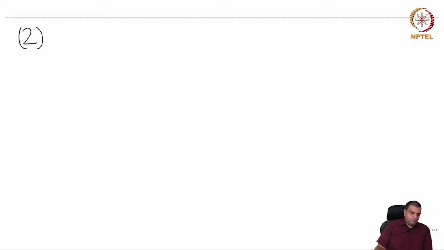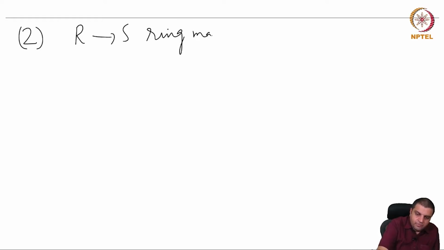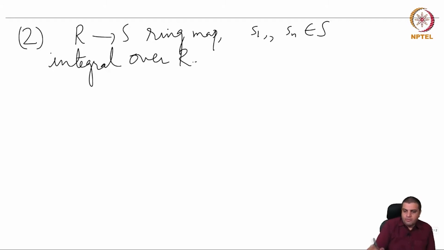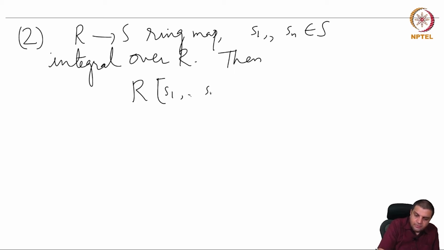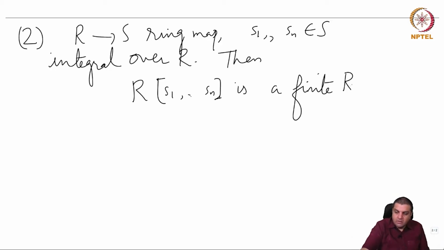2. Let R to S be some ring map, and let s1 through sn inside S be integral over R. Then the subring generated by R and these elements, by this we mean the image of R inside S and these elements, but we will stop writing it once we get used to this, is a finite R algebra. In other words, it's a finitely generated R module.